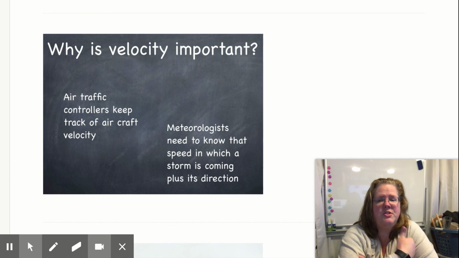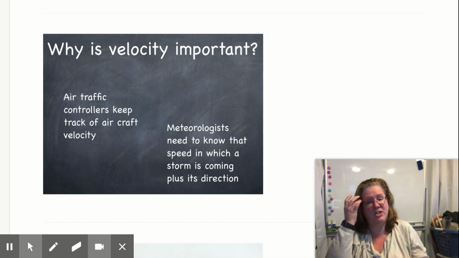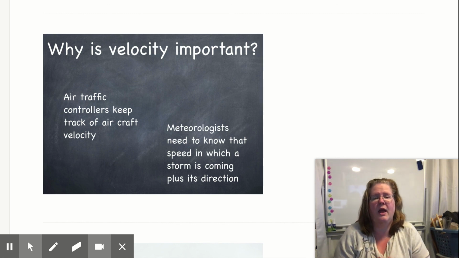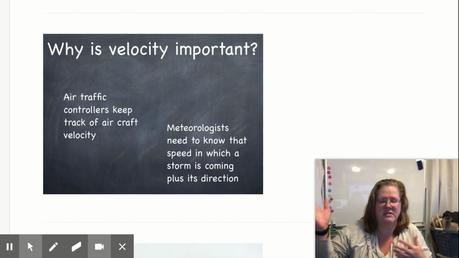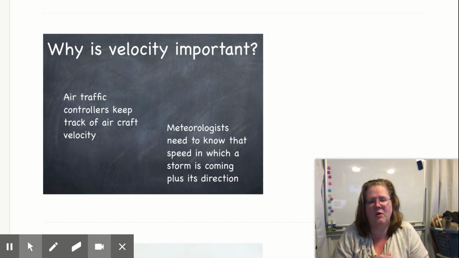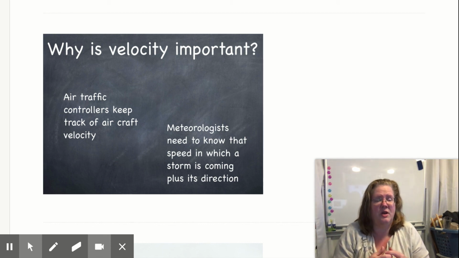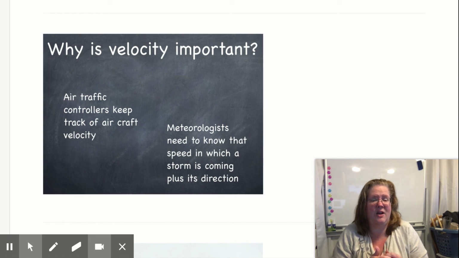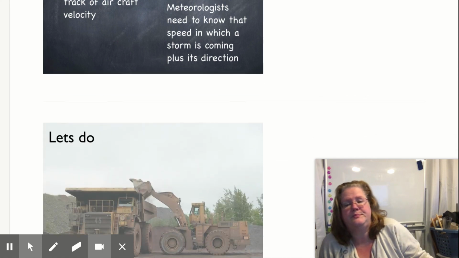So meteorologists, air traffic controllers, I need to know velocity when I travel somewhere because I need to know which way to turn, and I need to know how fast I can go on that road. I need to go north on 494 at 60 miles per hour. That's a velocity. Traveling on 494 at 60 miles an hour, that's just a speed.